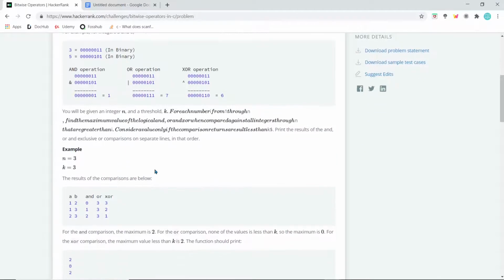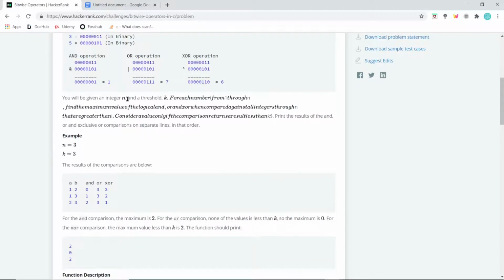Okay, you will be given an integer n and a threshold k. So there are two numbers. The first one is integer n, both are integer types obviously, and the second number k is a threshold, which means a limit. Now here we have a complicated sentence. I will read it for you.